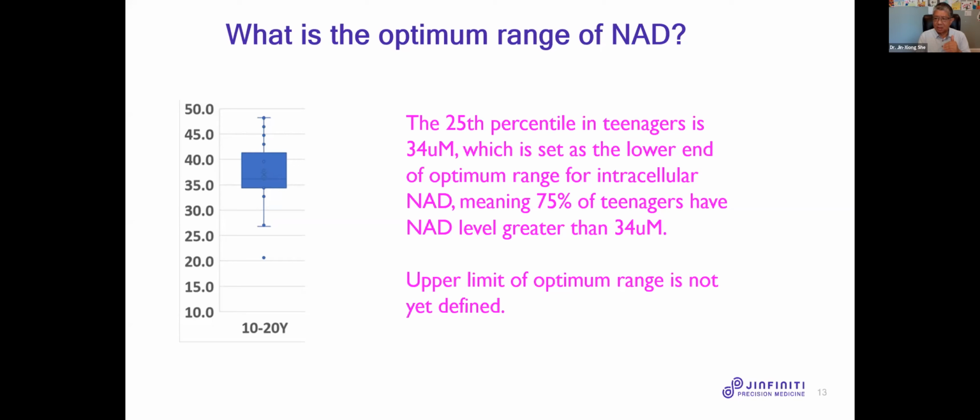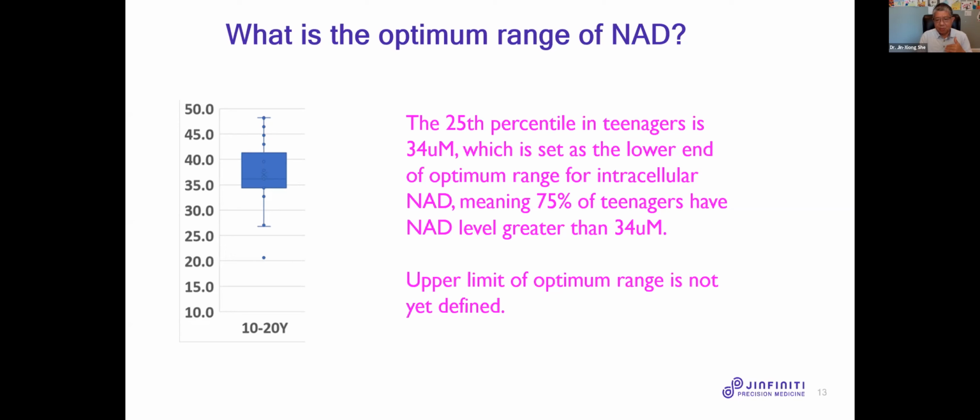What the 25th percentile means is that 75% of the individuals have levels above it. And here, the 25th percentile is at 34 micromolar. So 75% of teenagers have an NAD level equal to or greater than 34 micromolar. So I take this value as the lower end of the optimum range. We can debate about this, but I think this is a very good starting point.